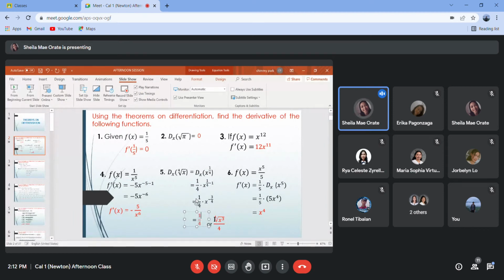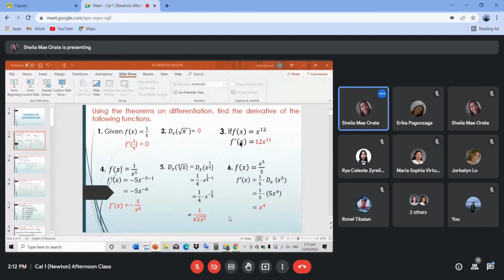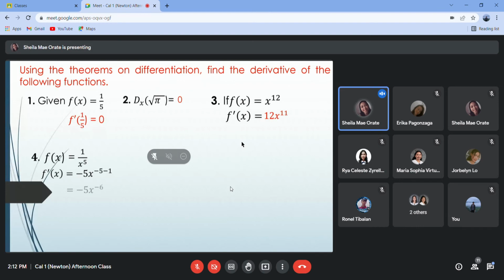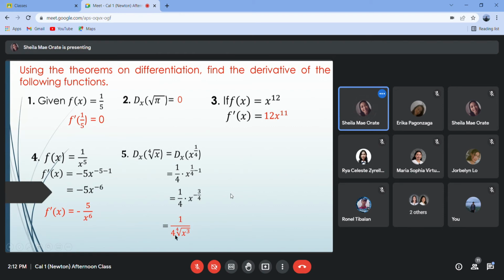So, check tayo yung answers ganina. Okay, so thank you for correcting. So, ang answer is 1 over 4 times the 4th root of x cubed. So, mao ni siya ang atong final answer. Simplify lang nato pag-abot niya.